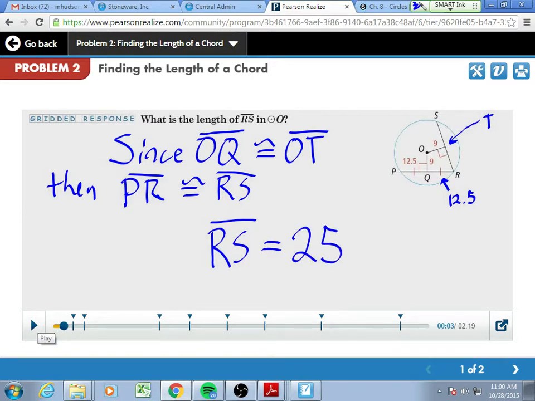Because based on, was it 83? 82 in its converse. Because the distance from the center to the chord is congruent, then the chord lengths must be congruent. Just think about it. As we get further from the center, my chords will get shorter. As we're closer to the center, my chords are longer. If we're the same distance, the chords are the same.